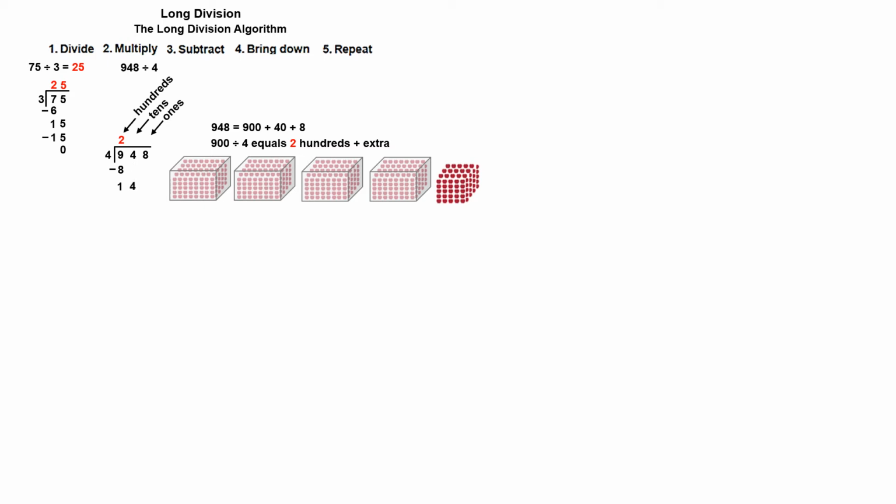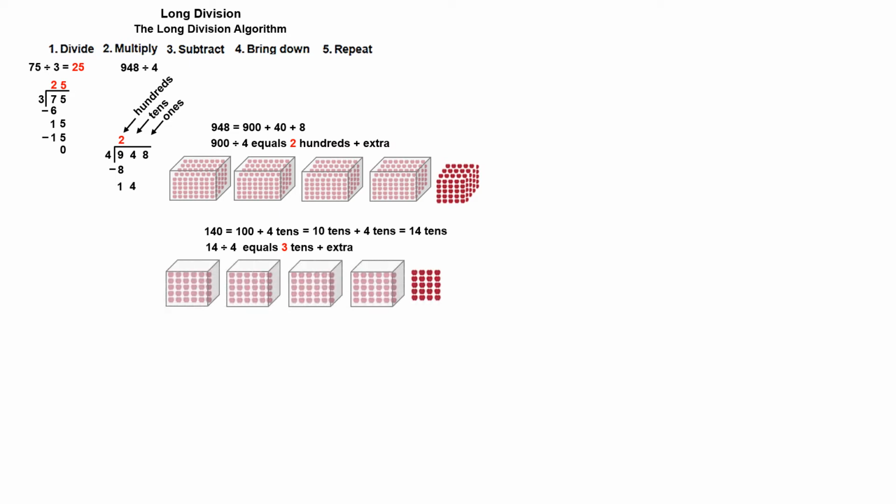We repeat the division process over using the 14 as the dividend. We start again at step 1. 140 is the same as 100 plus 4 tenths, and 100 plus 4 tenths is the same as 10 tenths plus 4 tenths. And 10 tenths plus 4 tenths equals 14 tenths. Dividing 14 tenths by 4, we get 3 tenths and some extra.